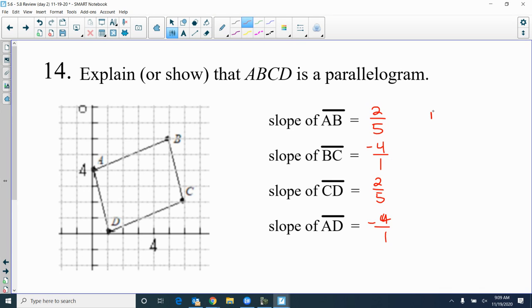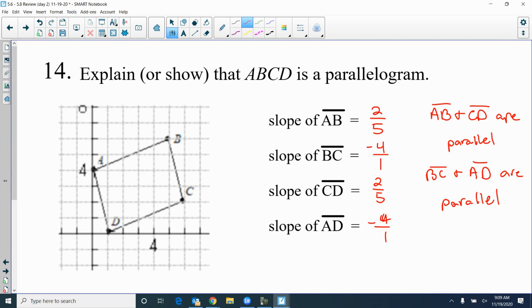So that means AB and CD are parallel because they have the same slope. So if you can show me they have the same slope, you can say they're parallel. And then BC and AD are parallel. This is gonna be an easy point. Because they have the same slope.